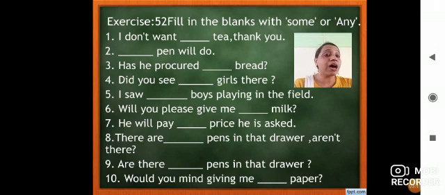There are some pens in the drawer. Aren't there? What do you expect? Yes. And you're sure, so you are making it confirm. That's why you're saying aren't there. Are there any pens in the drawer? Here you wanted to know. It's a question. So any. Would you mind giving me some papers? It's a polite request. So here you expect the answer yes. That's why you use some.